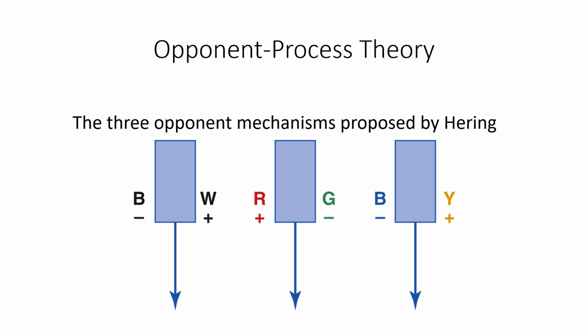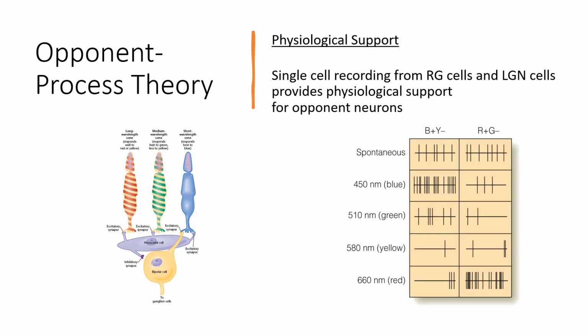So the proposal was we have three opponent mechanisms: a black-white, a red-green, and a blue-yellow. And you can see the excitatory versus inhibitory. Again, this was the behavioral evidence, and this was the proposal. But from the behavioral evidence and that argument, there was eventually a time when they received the physiological support, where they were recording from retinal ganglion cells, the RG cells, and lateral geniculate nucleus cells, so the LGN cells.